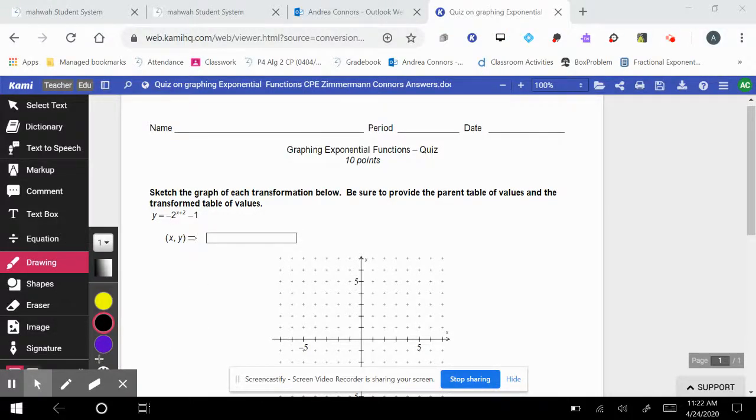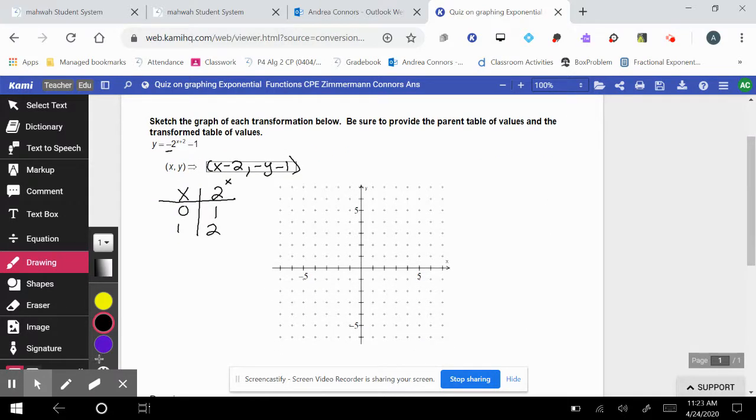So first thing we're going to do is the mapping. Remember your evil inside, so it's x minus 2, and there is a negative on the outside, so it's negative y minus 1. Your parent function is x and 2 to the x, which is 0, 1, 1, 2. Therefore, your mapping would be x minus 2 and negative y minus 1.